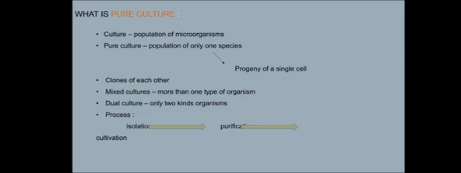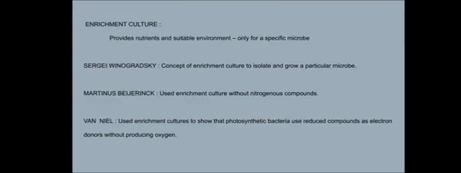And a pure culture is something that contains only one species, that one species being the progeny of a single cell. Pure culture techniques are basically carried out to obtain a single species of microorganism. The steps involved in pure culture techniques are isolation, purification, and cultivation of the specific species. And we'll also see enrichment of a culture.